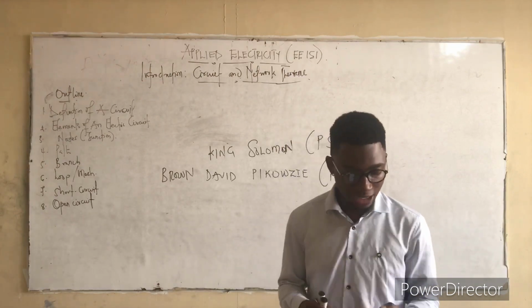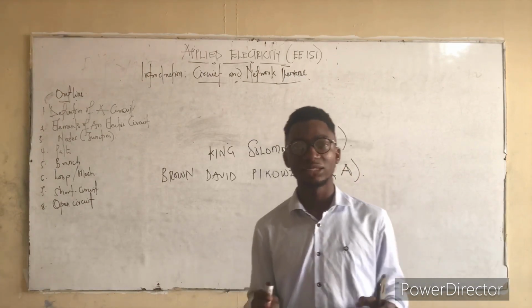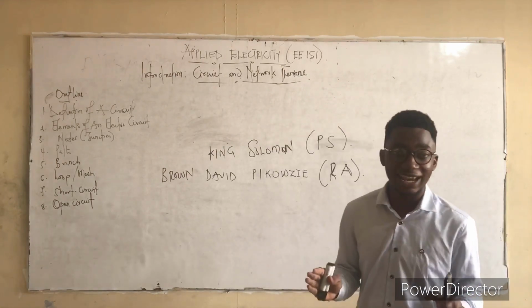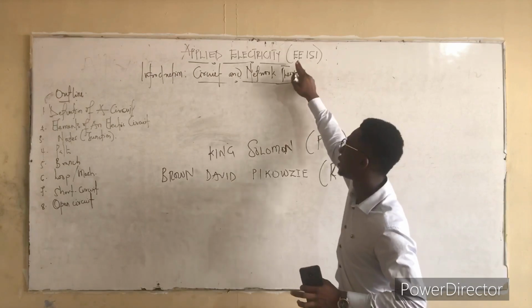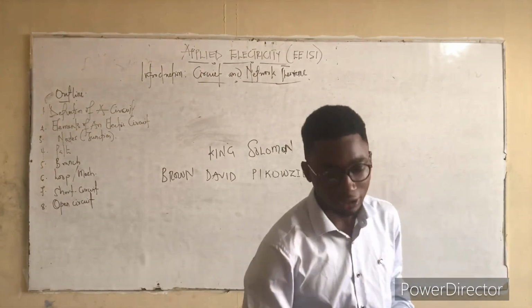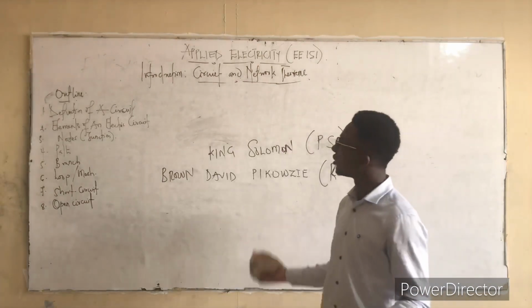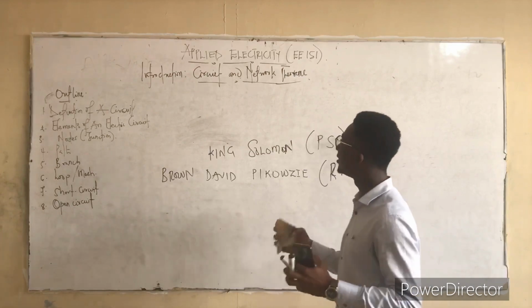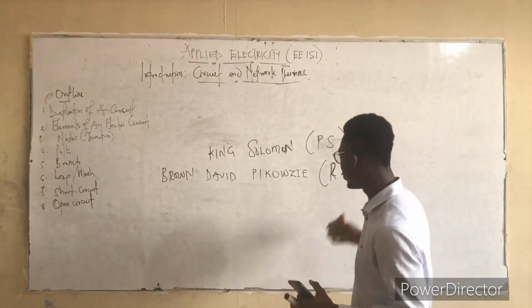So what we are doing here is that we want to make you understand the whole concept of applied electricity. In Ghana here, that is KNUST, the course code for this course is EE151. So without wasting time, I'll take you through the introduction, that is, circuit and network theorems in applied electricity.